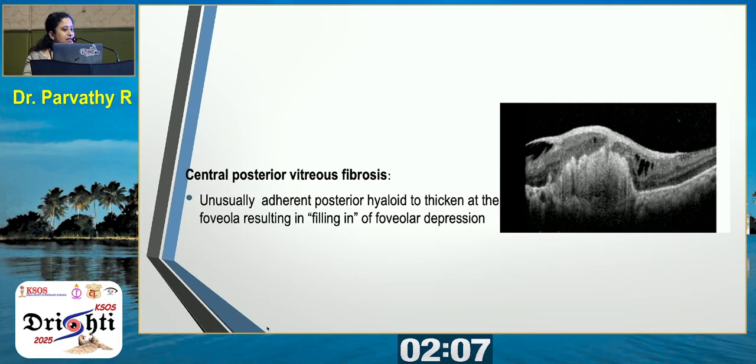Then another entity is central posterior vitreous fibrosis, which we can see in late stages, where there is an unusually adherent posterior hyaloid which thickens at the fovea, resulting in the filling in of the foveolar depression.